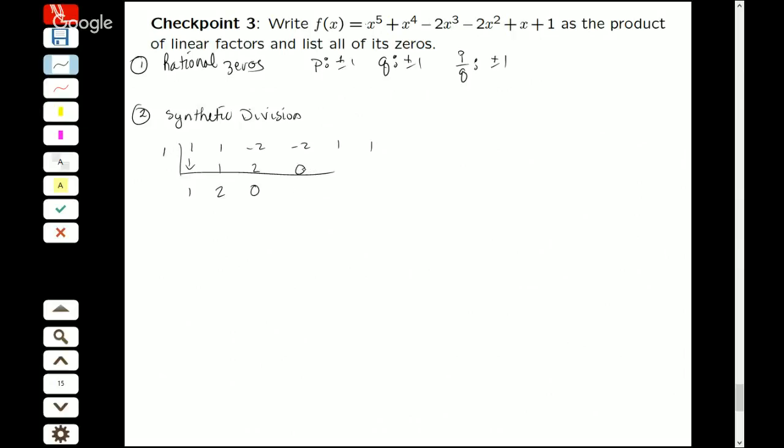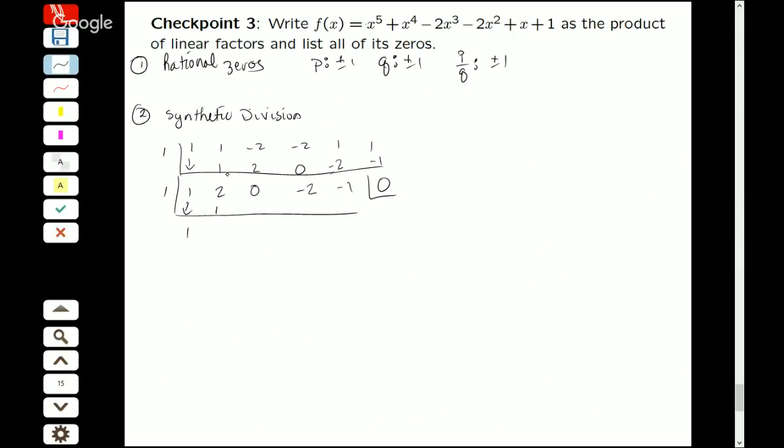And then 0, and then minus 2 plus 0. Negative 2 times 1. So negative 2, add 1. Negative 1 times 1, negative 1. 0. So what do we do? Keep on going. Keep on going. Do it again.